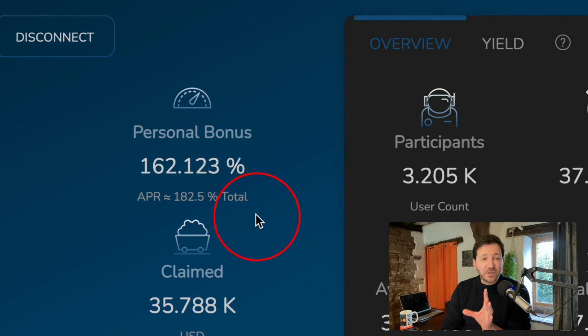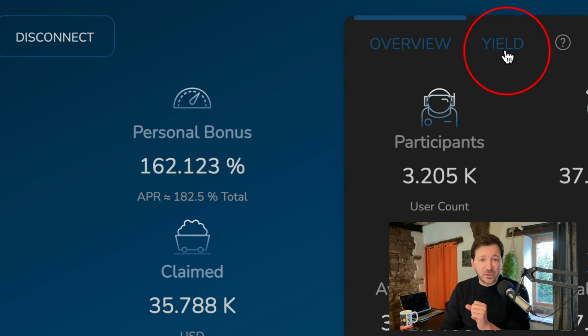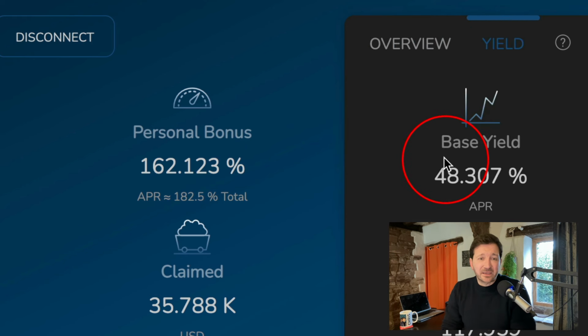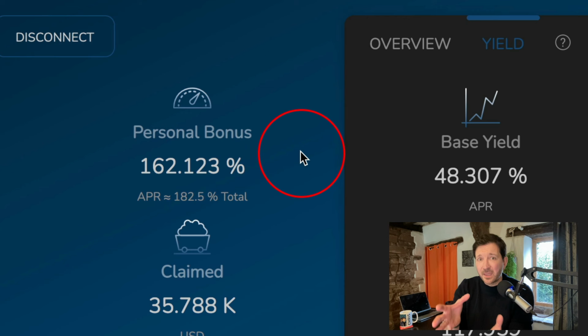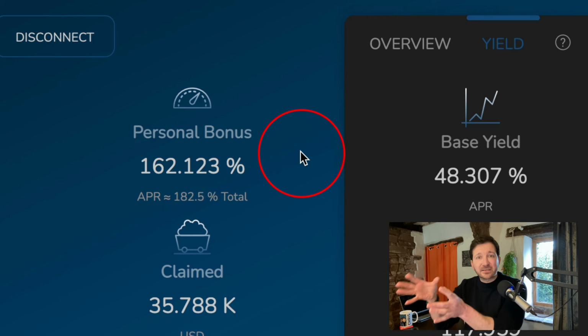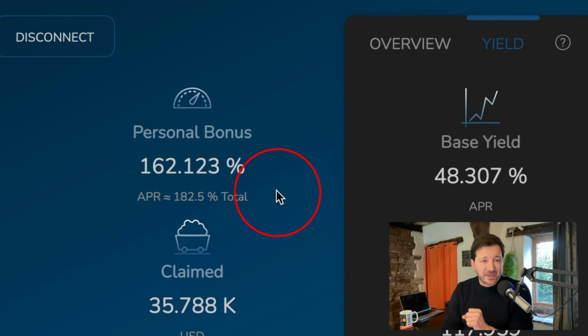Now, we know that the percentage return that we make per day is two rates added together. Let me show you where we can find those two rates. Firstly, the first one is directly above here where it says personal bonus. And the second, if I click on this yield link over here, is revealed here, base yield or base rate. So these two rates added together determine how much we are going to make based on what our balance is in futures, up to a maximum of 182.5% a year.